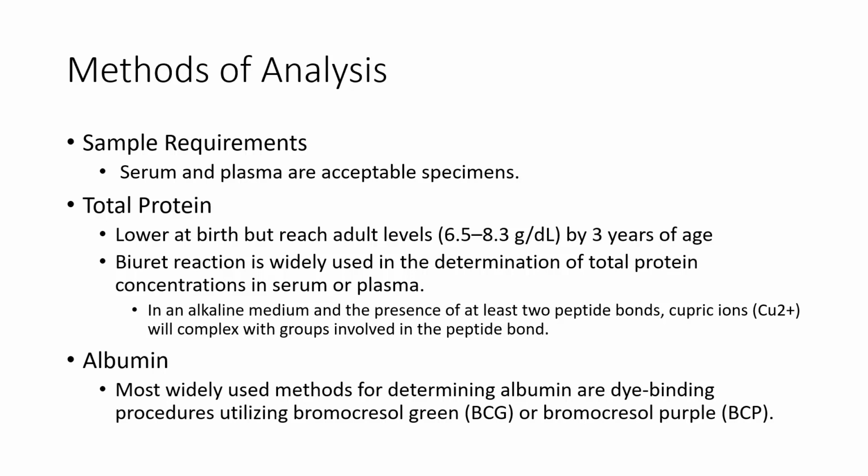In an alkaline medium, in the presence of at least 2 peptide bonds, cupric ions will complex with the groups involved in the peptide bond. Then we use a photometric assay in order to determine the concentration of protein. For albumin, the most widely used methods are dye binding procedures using bromocresol green or bromocresol purple.